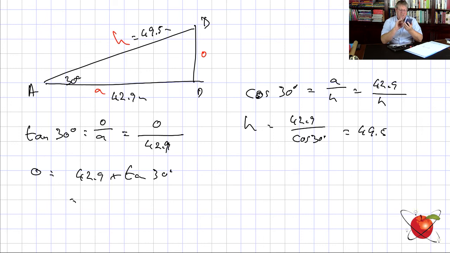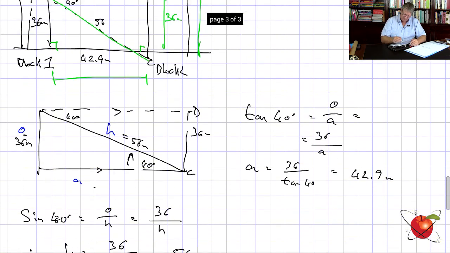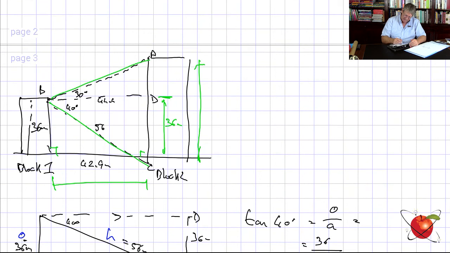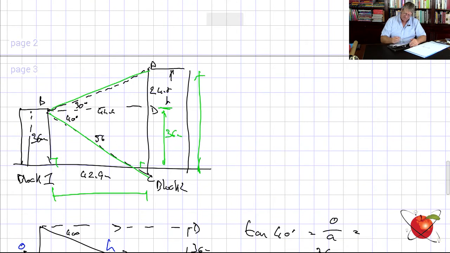42.9 times tan of 30 is equal to 24.8. Okay, right, so I know that is 24.8. Essentially, we'd go back, we'd say 24.8, that'll be 24.8 over there, and the hypotenuse length over here was going to be 49.5 meters.